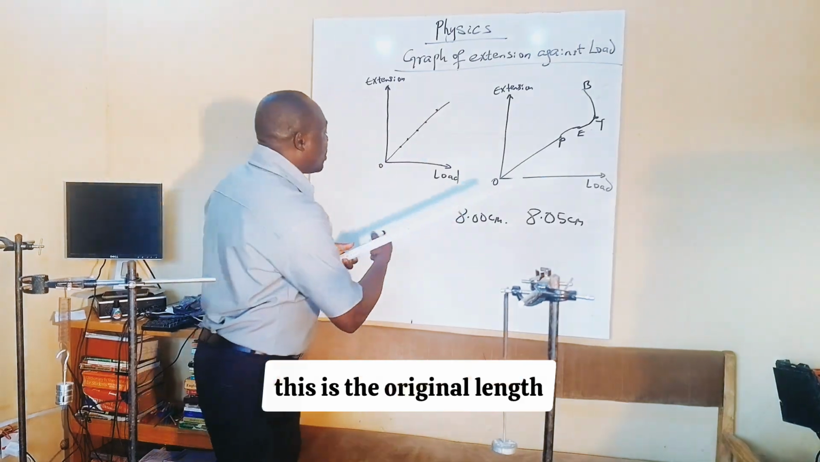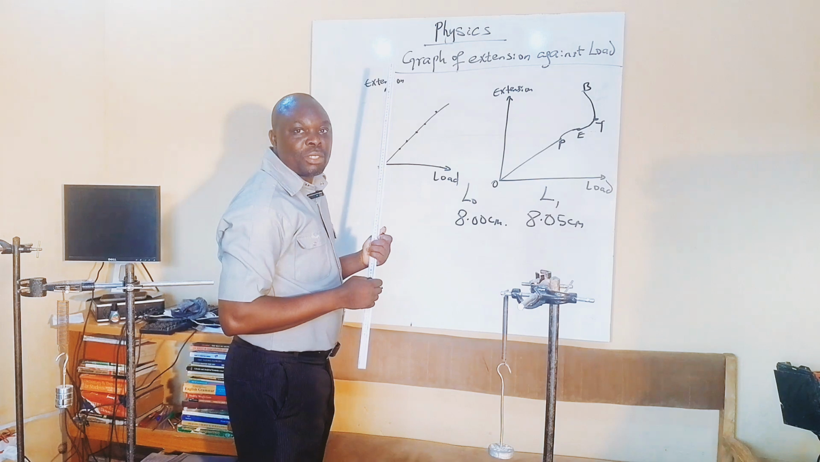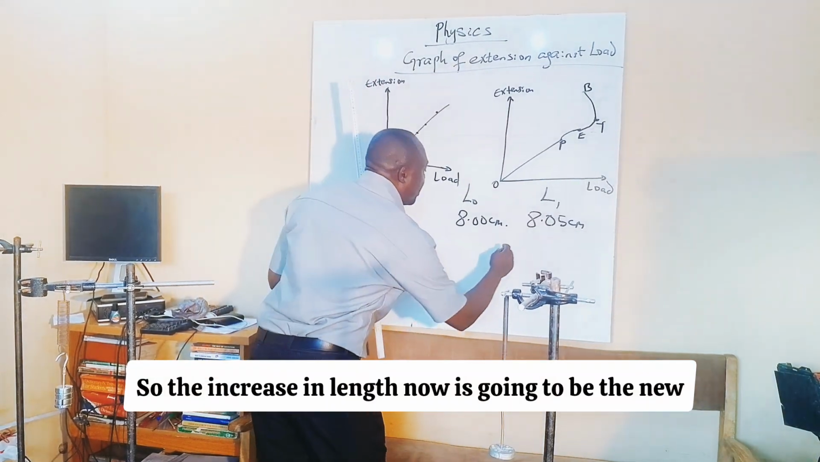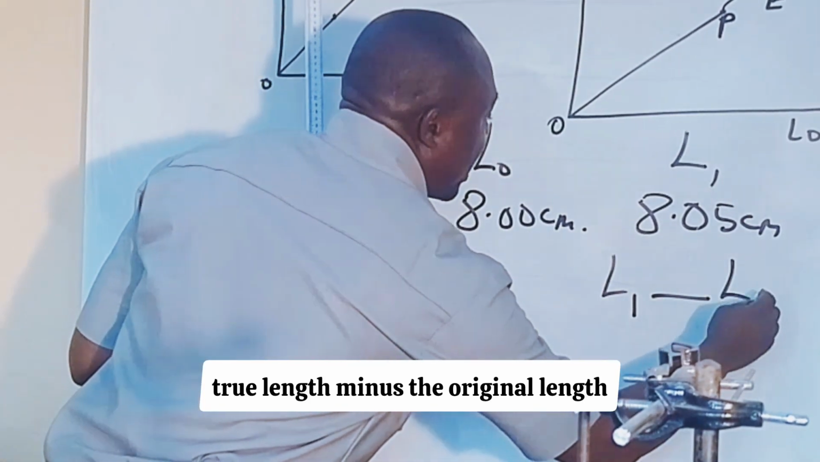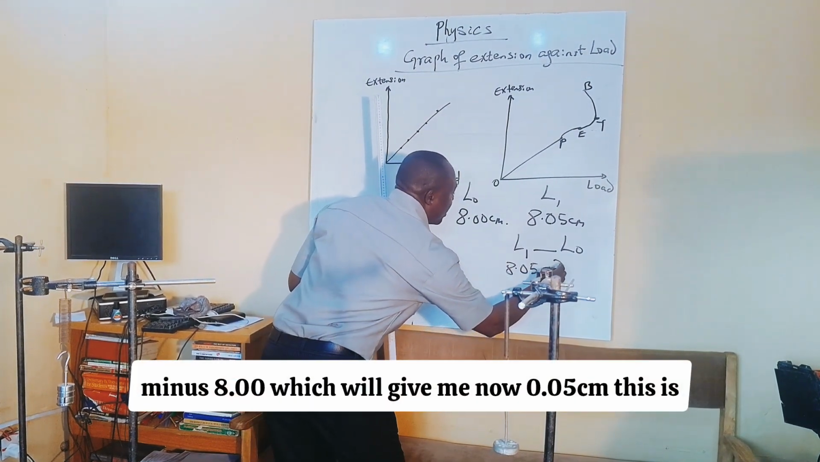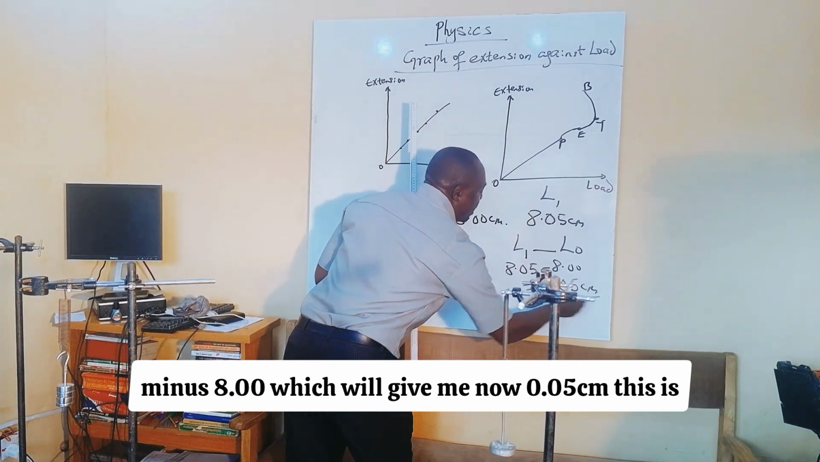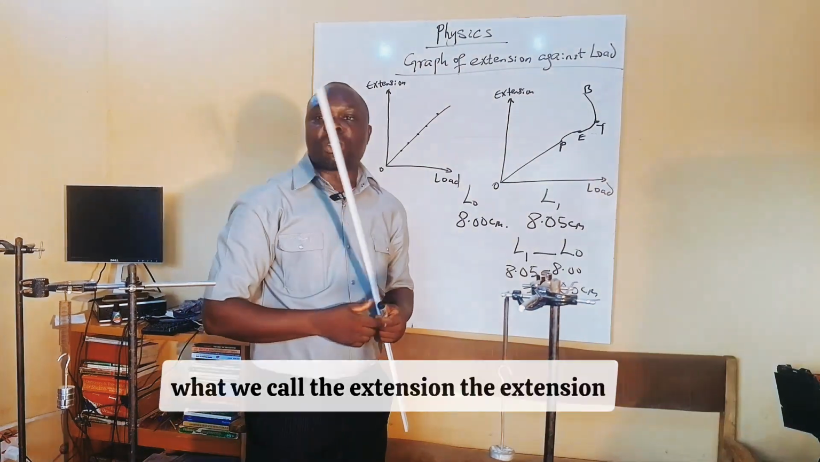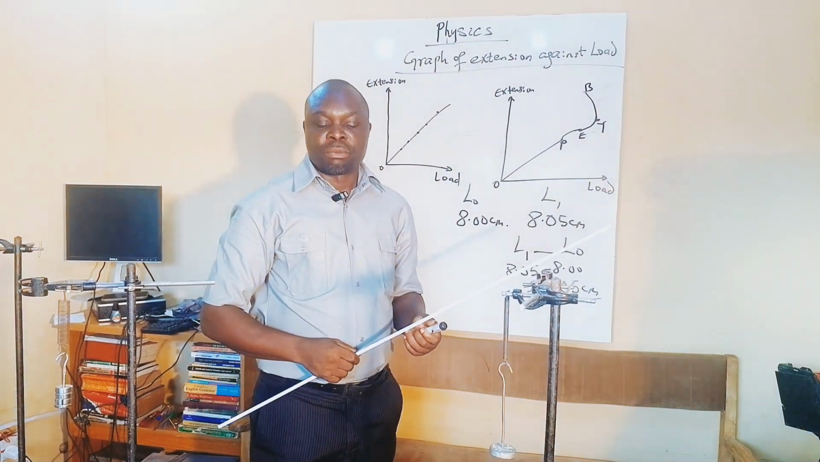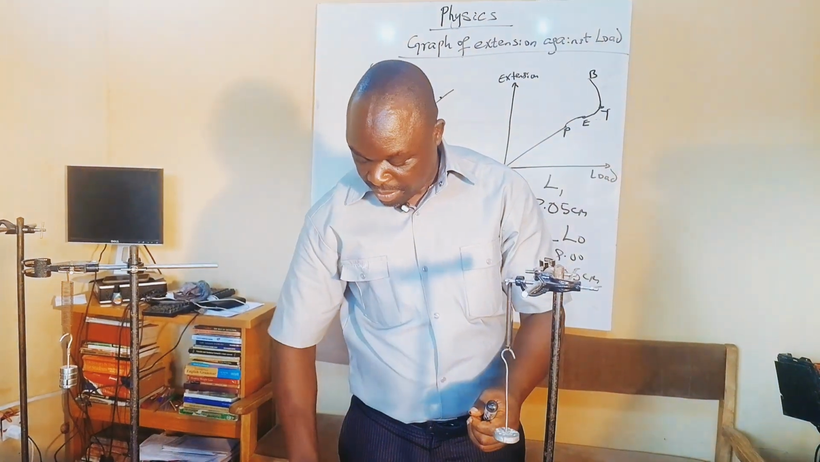This is the original length, L0. This is the new length now. So the increase in length is going to be the new length minus the original length, which is 8.05 minus 8.00, giving me 0.05 cm. This is what we call the increase in length, the extension.